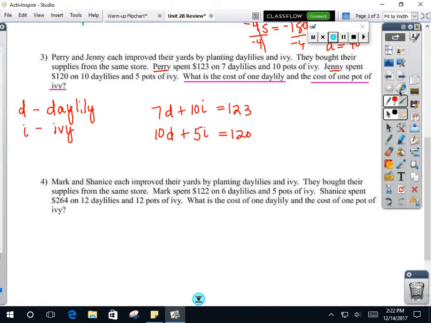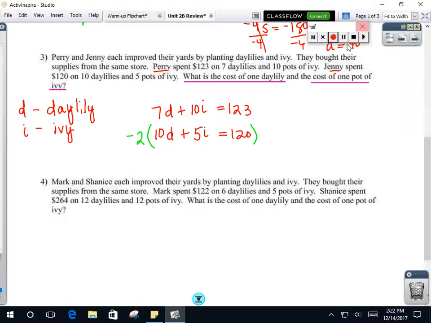Now we need to solve this by elimination because we definitely don't want to try to graph it. I can't multiply the top by anything because you can't turn a 7 into a 10 or a 10 into a 5. But it's easier to do this. I'm going to multiply the bottom by what? -2. Because if I multiply by -2, won't it make this a -10? And then that would cancel out with the positive 10 above it when we add them.